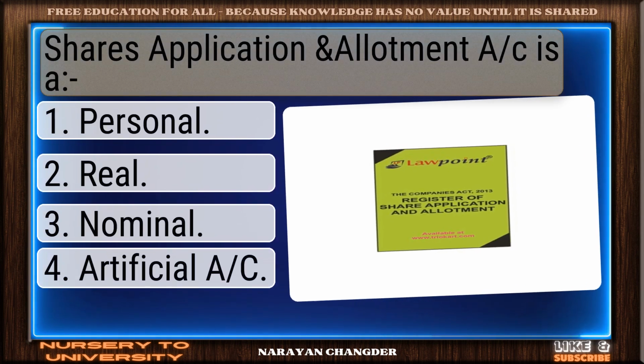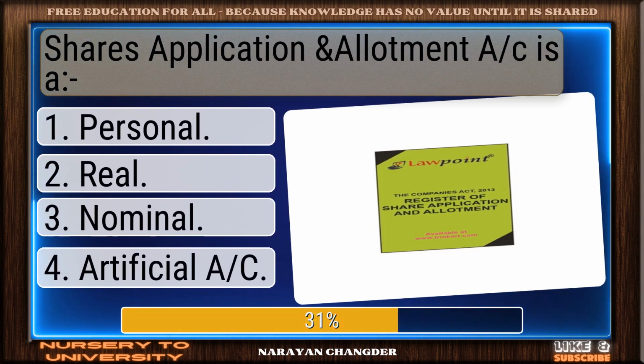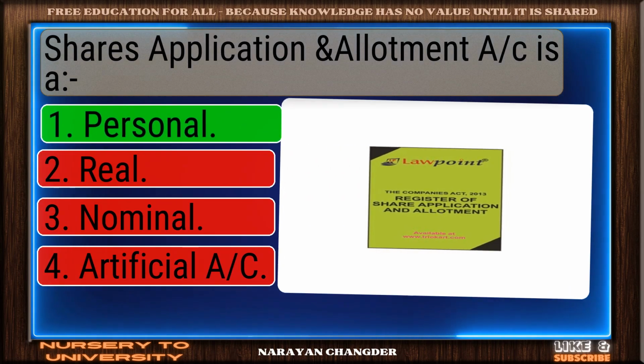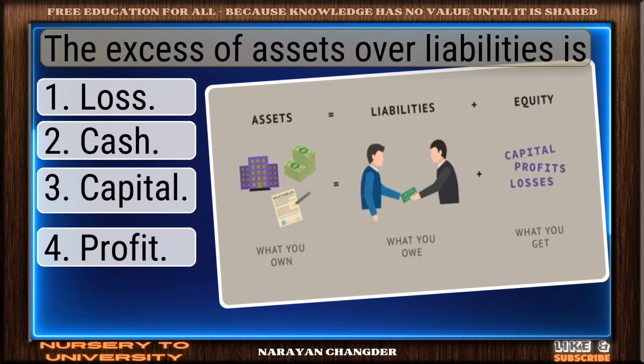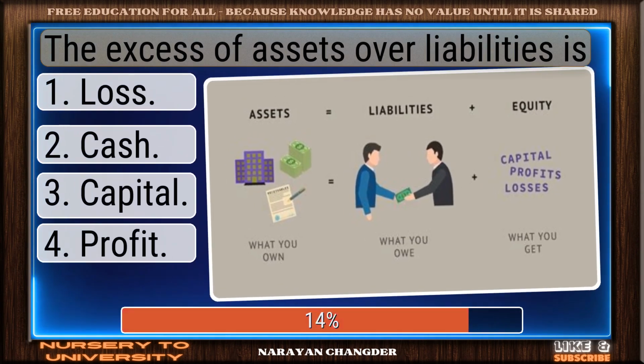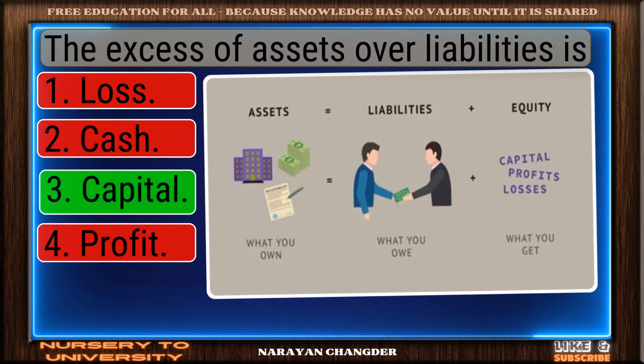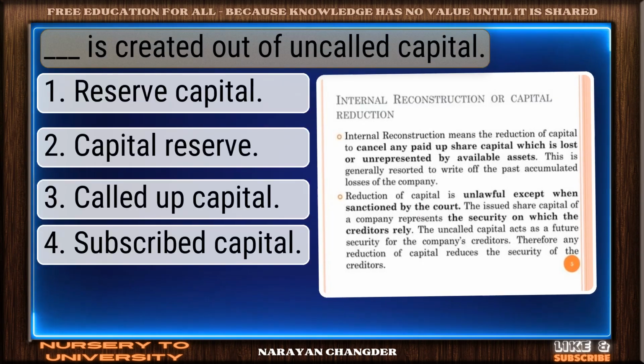Shares application and allotment account is a. Nice work. You chose personal and it is correct. The excess of assets over liabilities is. Nice selection. Capital is the correct and valid answer.